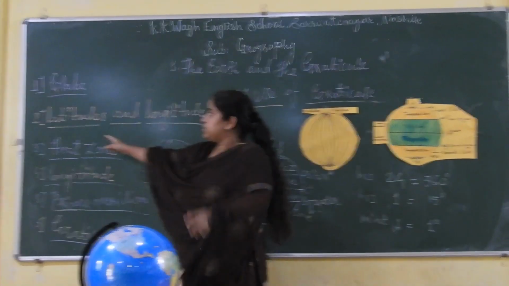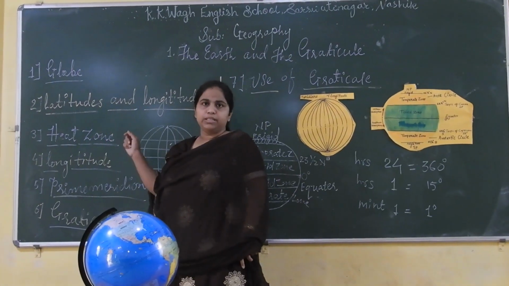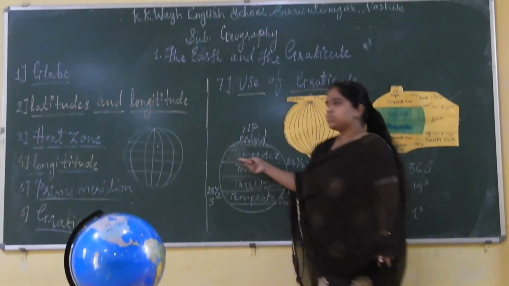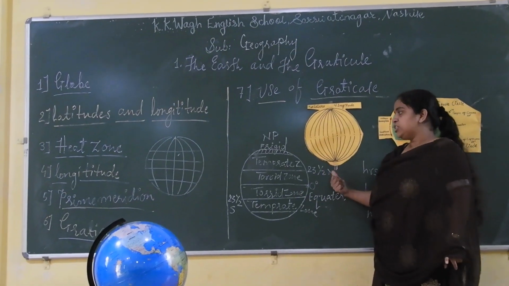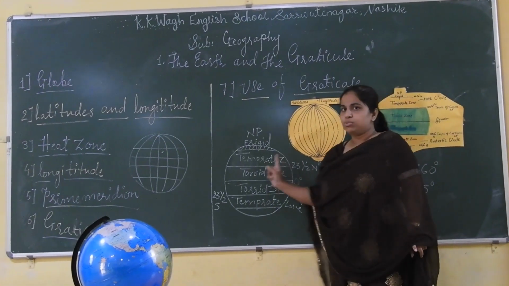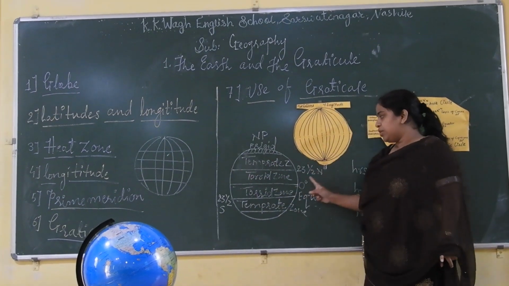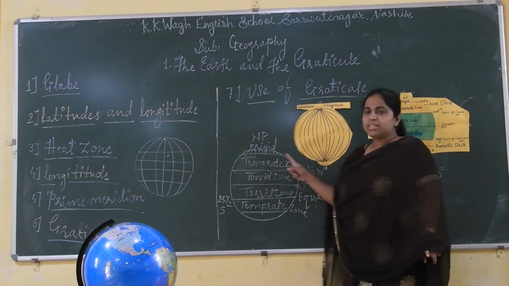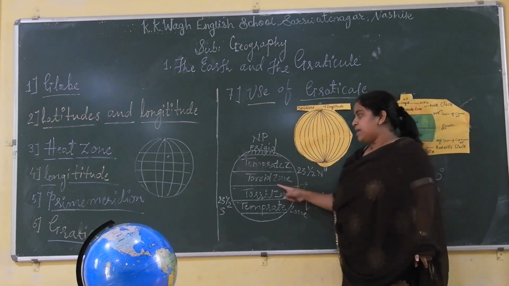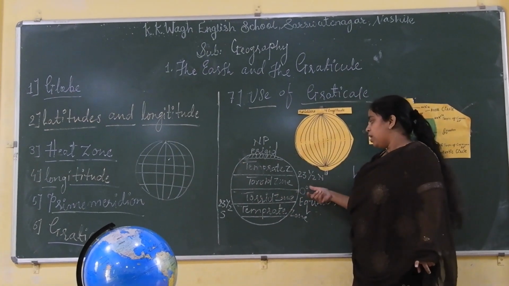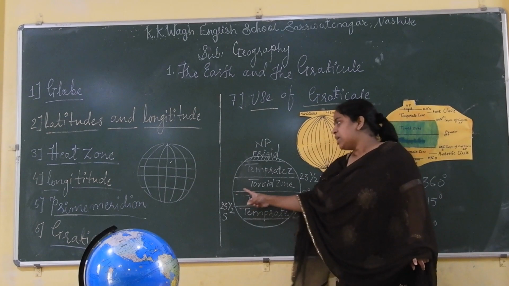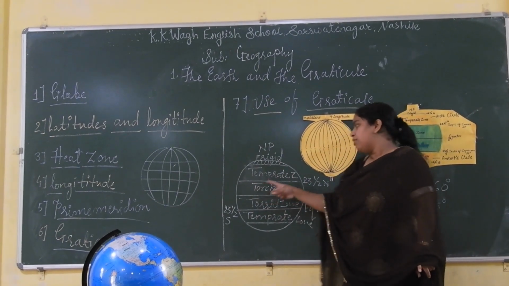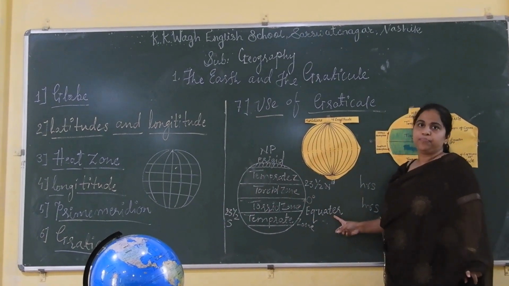Now we are going to see first latitude. What is latitude? Latitude is a horizontal line which runs from east to west. Now, 0 degree latitude. What is 0 degree latitude? The parallel of latitude which passes through the center from east to west, we call the equator.